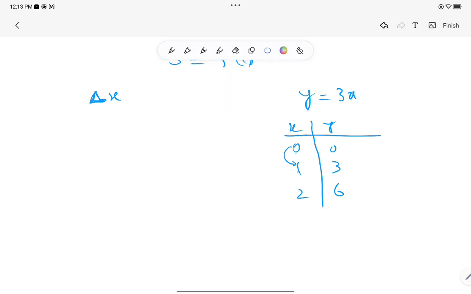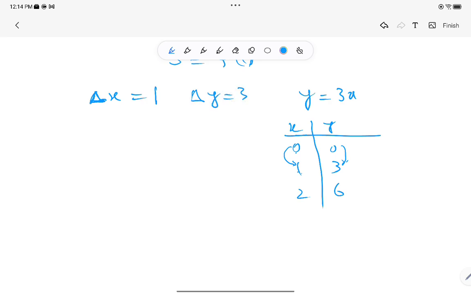Delta x means change in x. When x changes from 0 to 1, the change is calculated by taking the difference between these two values. That means 1 minus 0. You will have to calculate 1 minus 0. 1 minus 0, that is 1. Okay, this is the change in x. The corresponding change in y is 3. Change in y is 3.